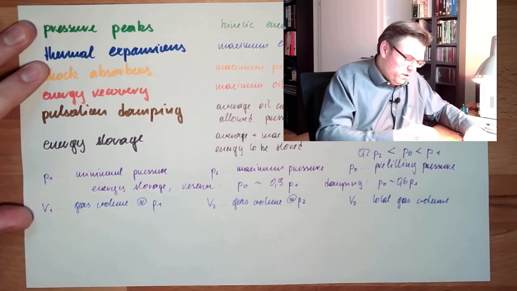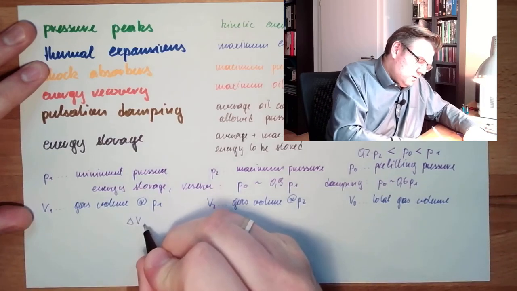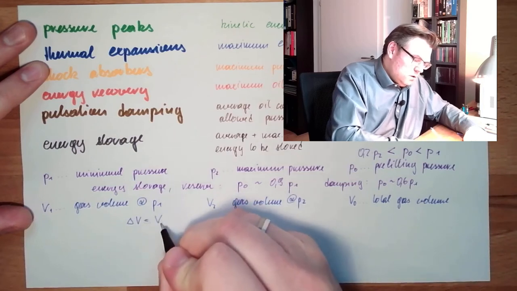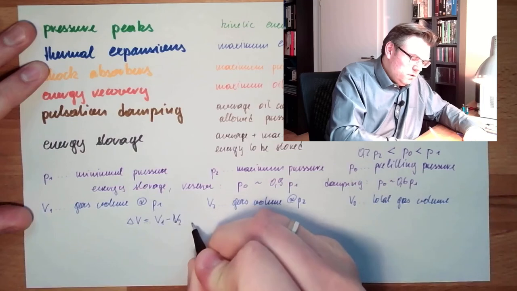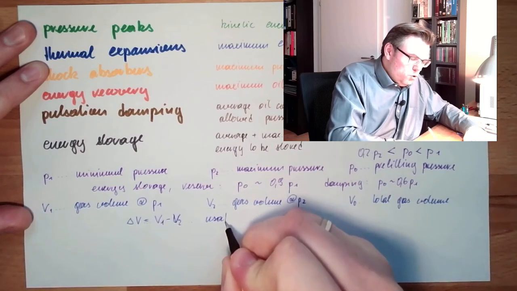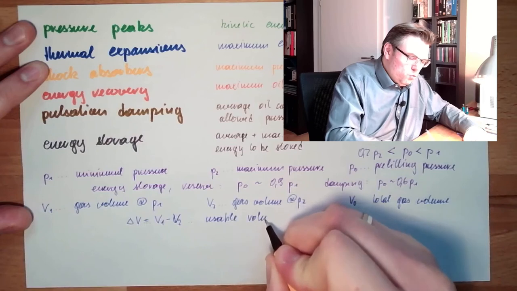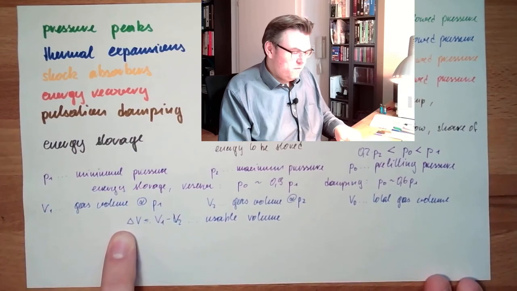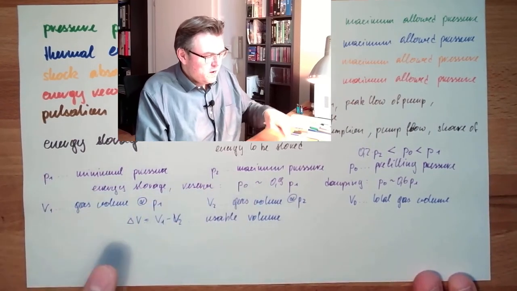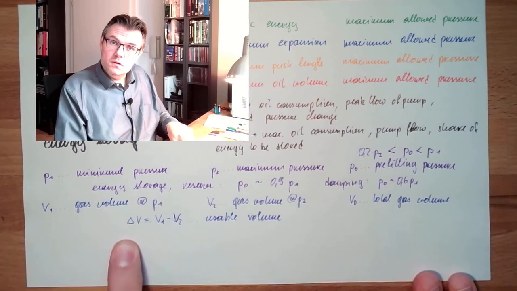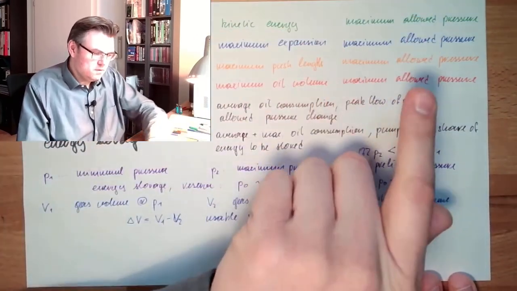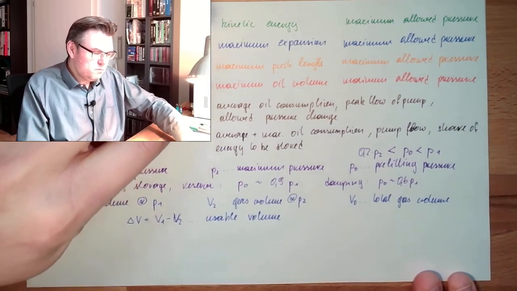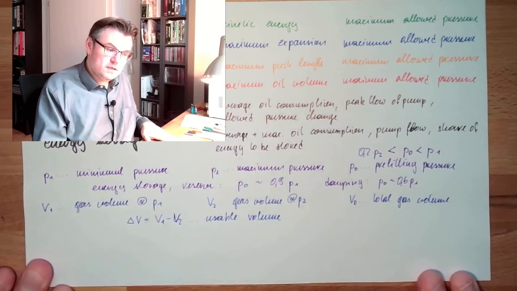And in between, I have the usable volume. So delta V equals V1 minus V2. This is the usable volume. This is what I need to have. I have a minimum pressure, a maximum pressure, and the usable volume. Usually, maximum allowed pressure, usable volume, maximum expansion, it's always the same.